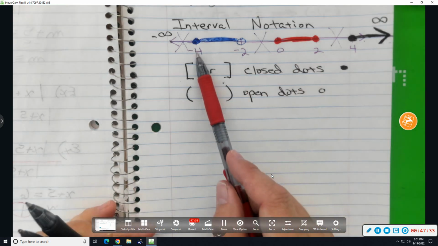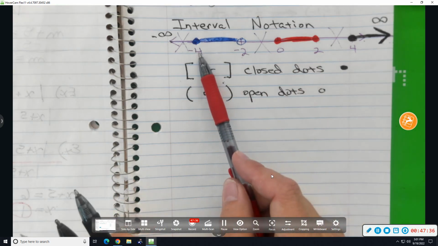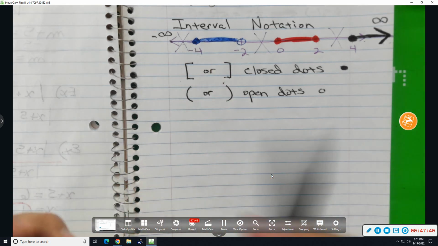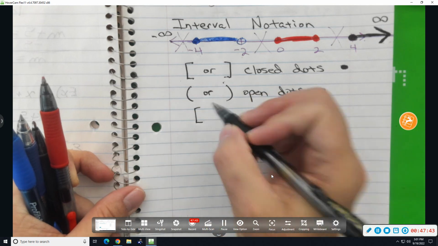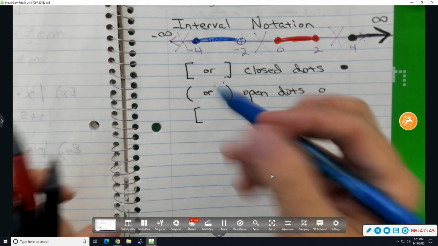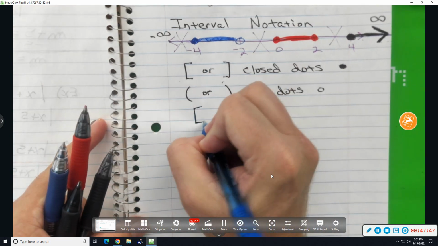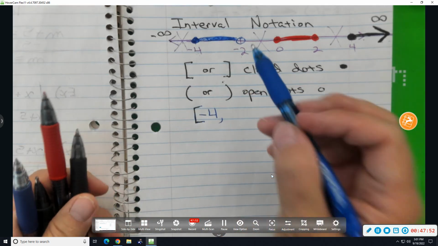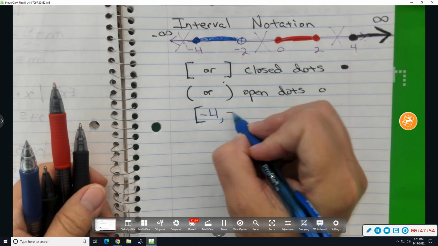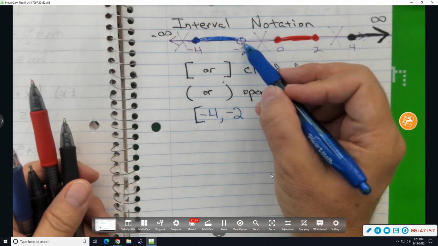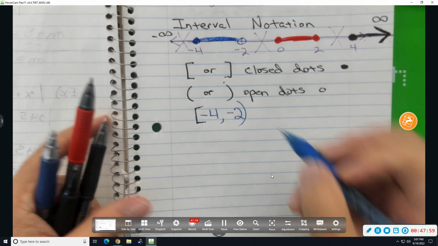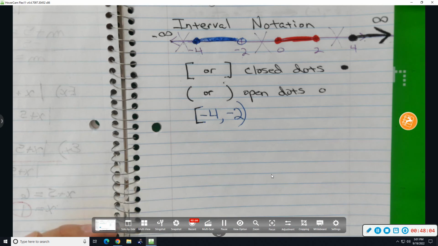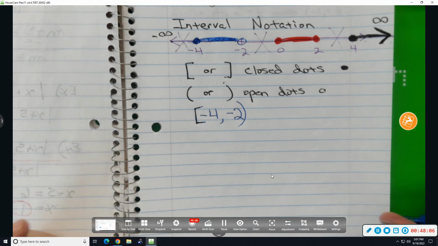So to say this interval here, the left-hand endpoint is a -4. It has a closed circle, so we'll put a bracket. I'm going to write it in blue. A bracket, -4, comma, you've got to put the comma. Then the right-hand endpoint is a -2. That's an open circle, so you'll put a parenthesis. The brackets and parentheses you'll just type from your keyboard, okay, when you're typing in the answer.